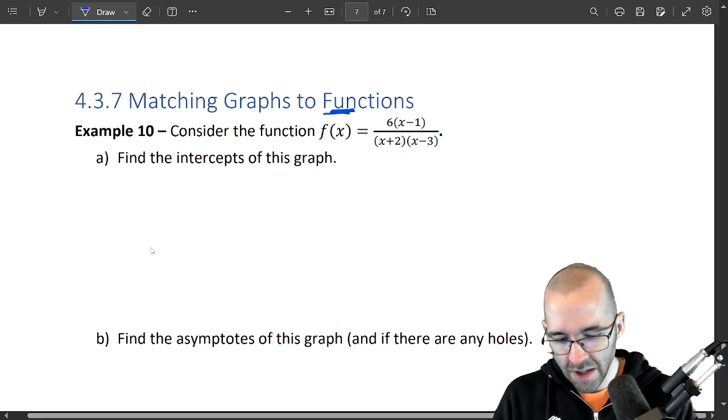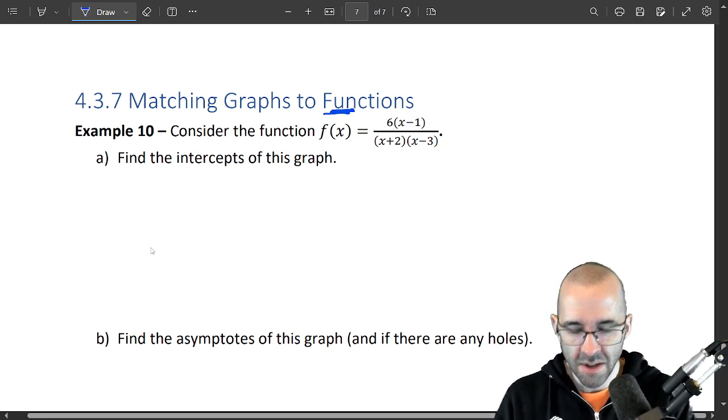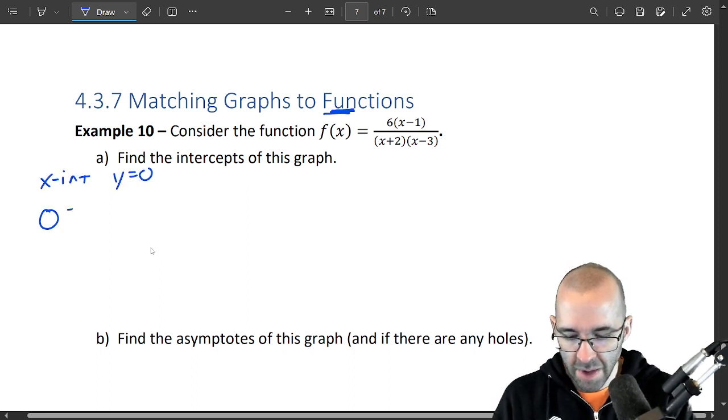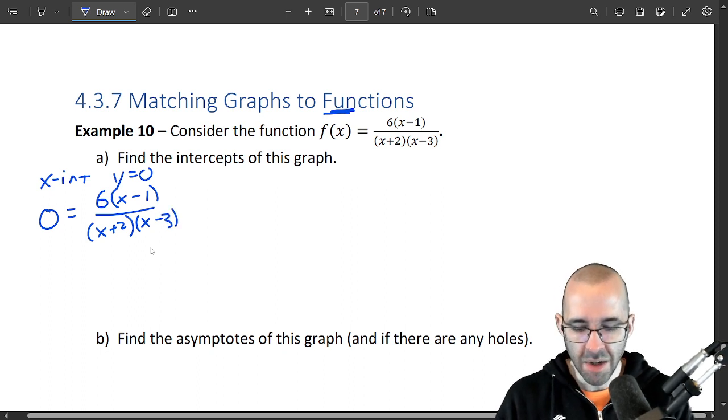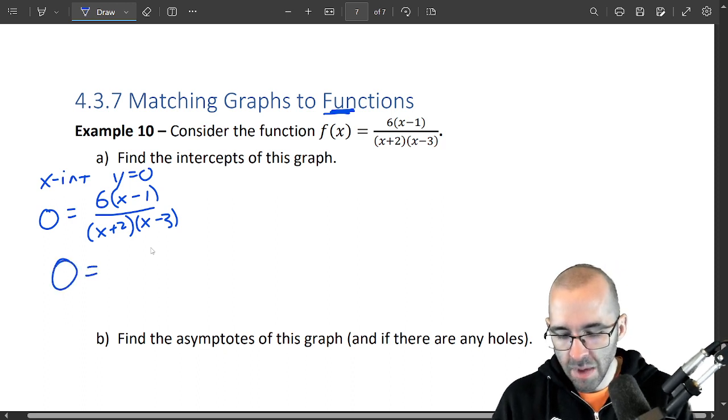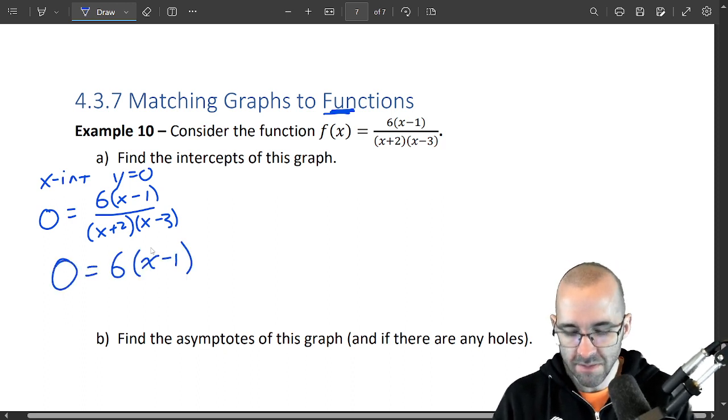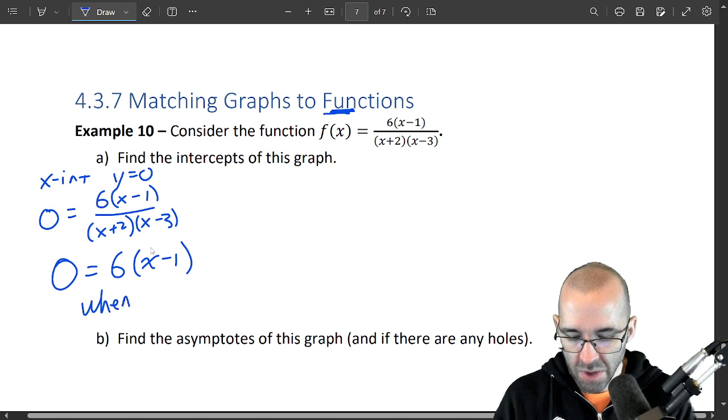All right, so the horizontal intercept, or the x-intercept, is when y equals 0. That's going to be when 0 is 6 times x minus 1 all over all that stuff. Okay, multiply both sides by the denominator. They don't share any factors, so there's no holes. That's going to be when 0 is 6 times x minus 1. Okay, that's true when x is equal to 1.